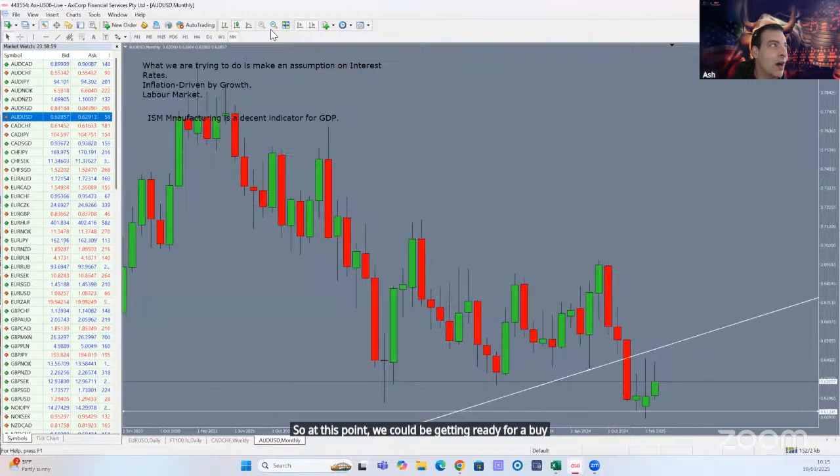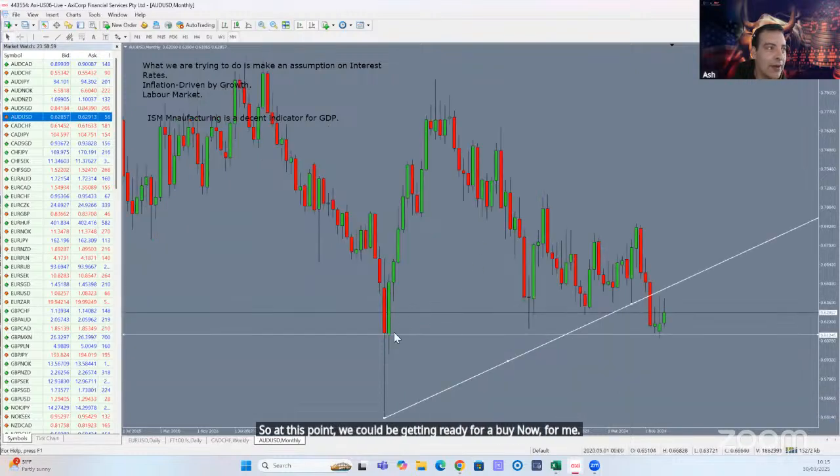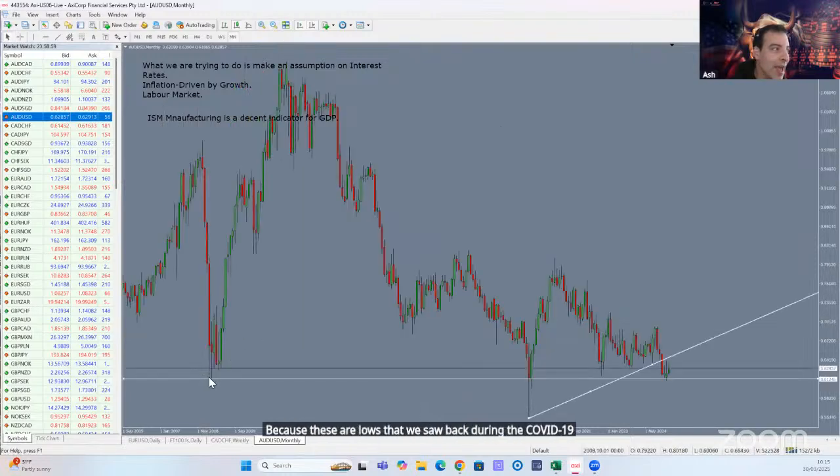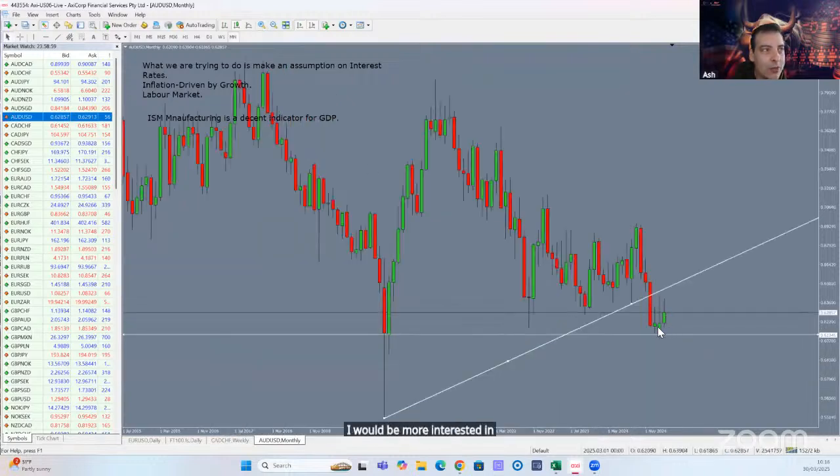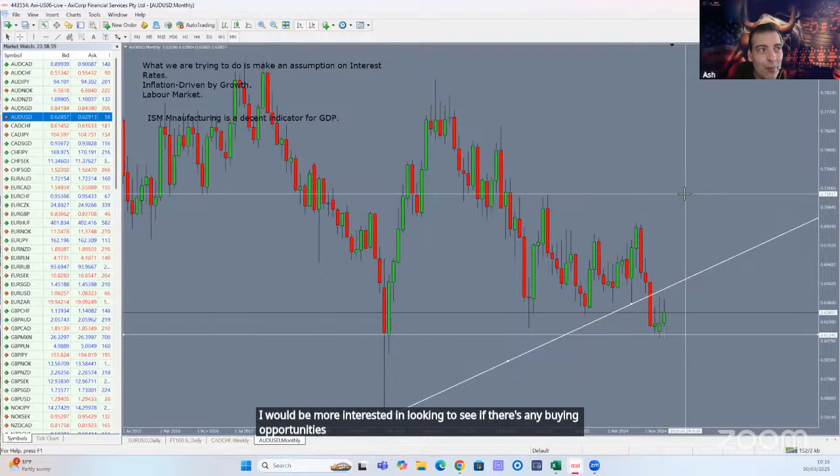Now, for me, I wouldn't really want to sell down here because these are lows that we saw back during the COVID-19 situation and scenario, and back in May 2008. So this was previously a bounce point. So I wouldn't be interested in selling down here. I would be more interested in looking to see if there's any buying opportunities because there's more room up, much more room to the upside.